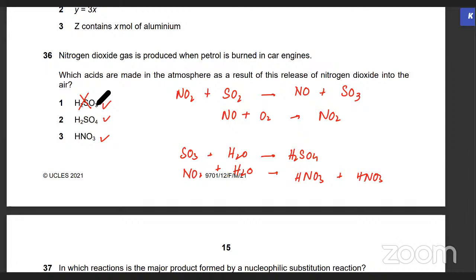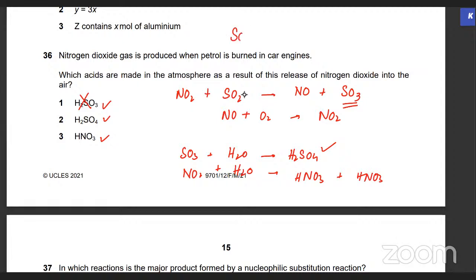Why sulfurous acid? Because NO2 has nothing to do with it. Remember, NO2 does not make SO2. NO2 helps convert SO2 into SO3. So it's playing a part in making of sulfuric acid. But it's not playing a part in making of sulfurous acid.